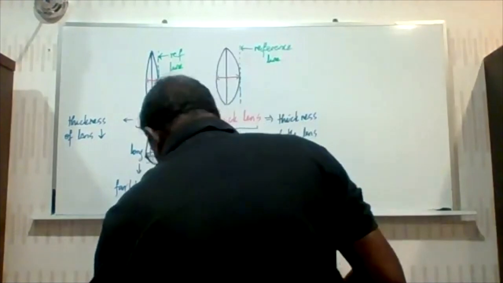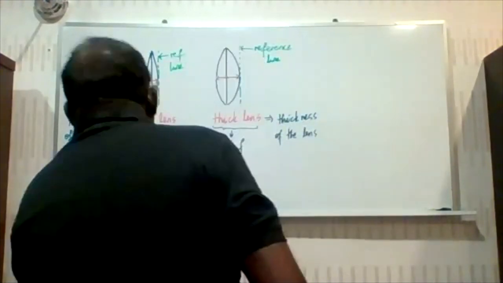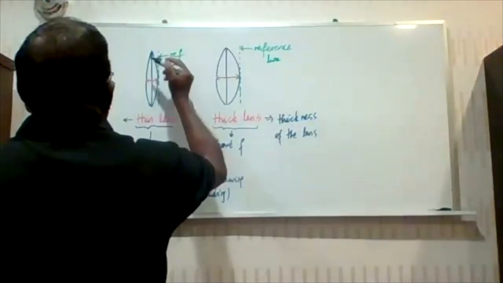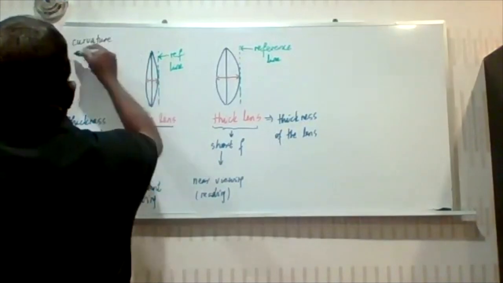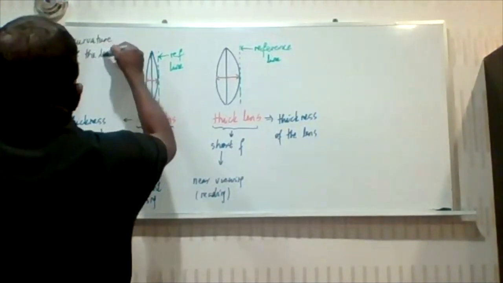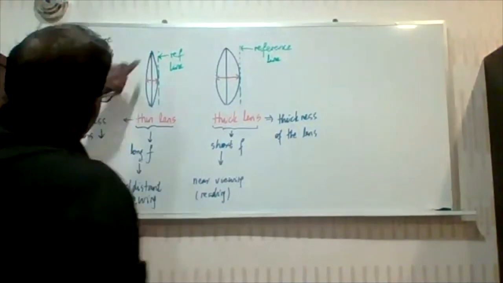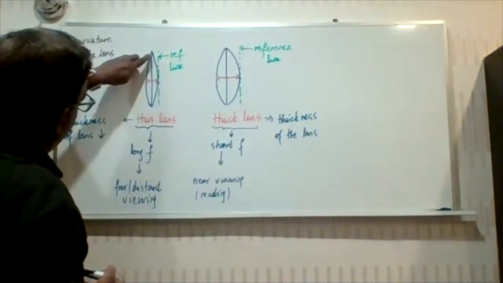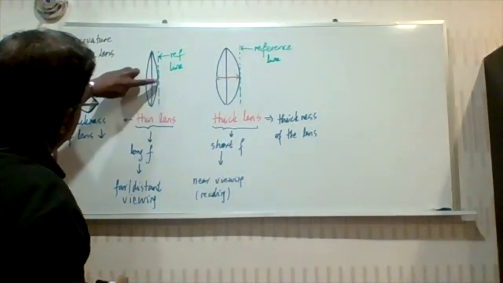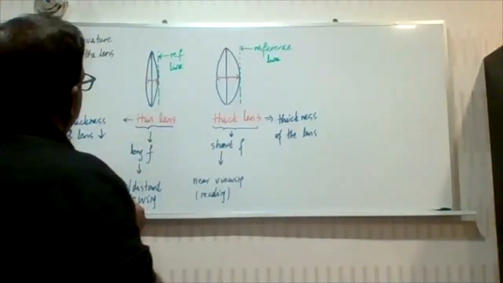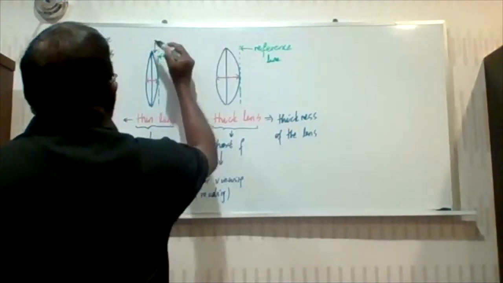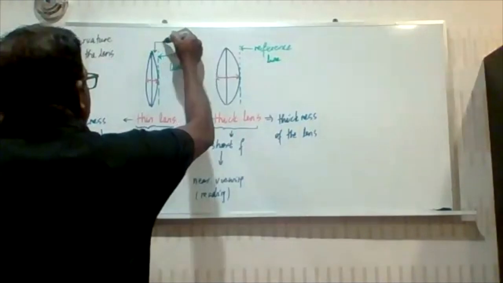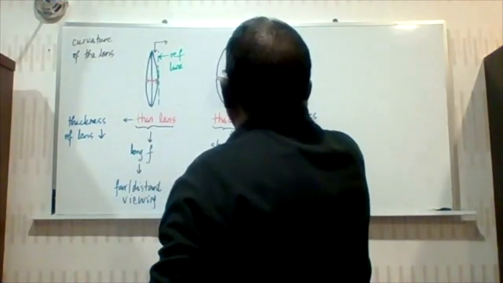Here, I want to introduce another concept. This is what we call curvature. I'm going to give you the curvature of the lens. Curvature of the lens is how curved your lens is. Follow my finger. How curved is your lens? That's the curvature of the lens. You can use that as your reference point.